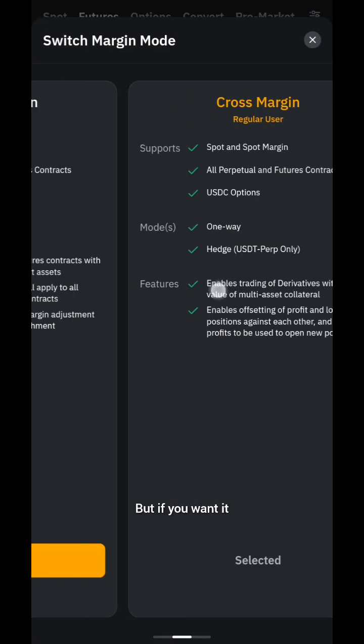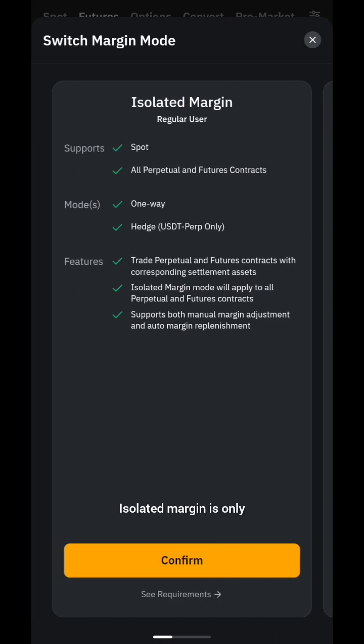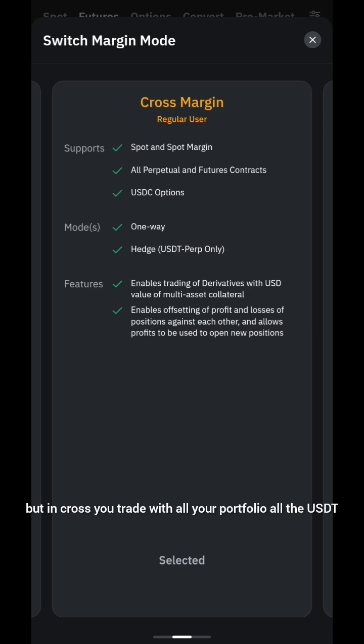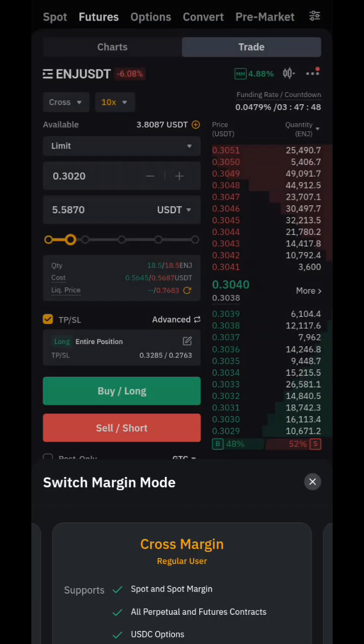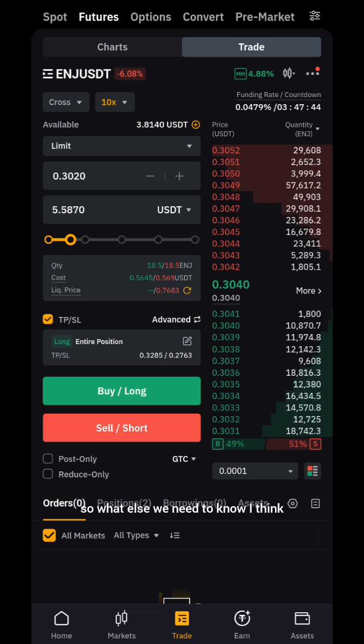But if you want, you can use isolated margin. It only trades on the capital, on the fund you give to it. So you are trading with $1 and a leverage of 10x, that's $10. You are trading with just $1 of your capital. If it goes to your stop loss, it will hit your stop loss. That way you are reducing your liquidation level. You only trade with the amount you want, but in cross you trade with all your portfolio, all the USDT under your futures trading portfolio.